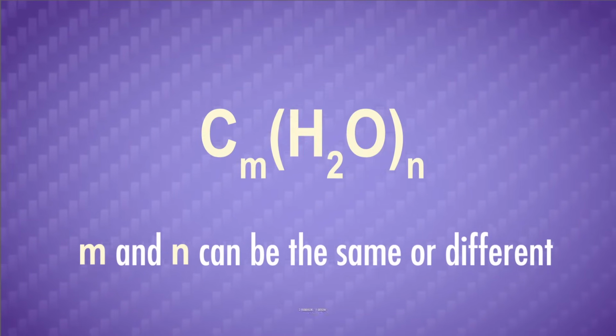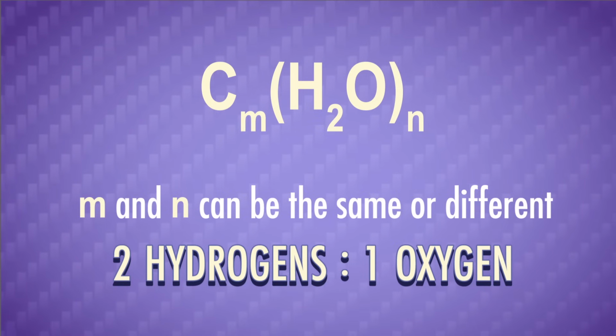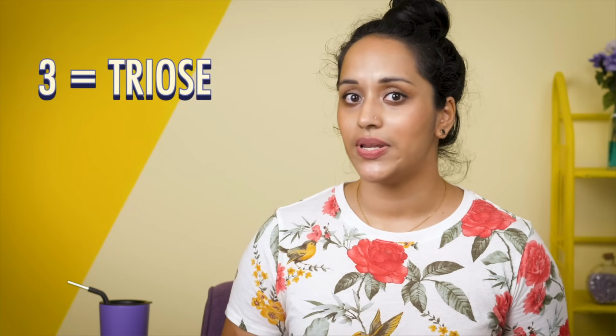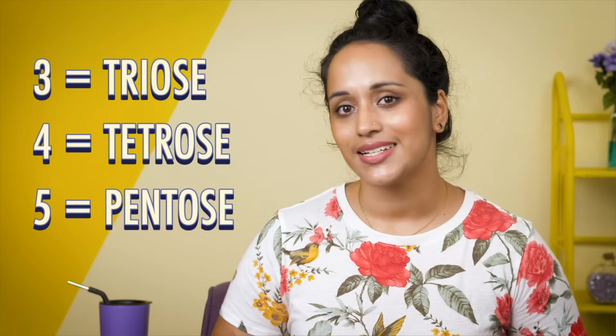There's usually a 2-to-1 ratio of hydrogen atoms to oxygen, and the number of carbon atoms, the M subscript, ranges from 3 to 9. One way to refer to carbohydrates is by the number of carbons they contain. A carbohydrate with 3 carbon atoms is a triose, 4 a tetrose, 5 a pentose, 6 a hexose, and so on. We can also classify carbohydrates based on their functional group, because they're either aldehydes or ketones.